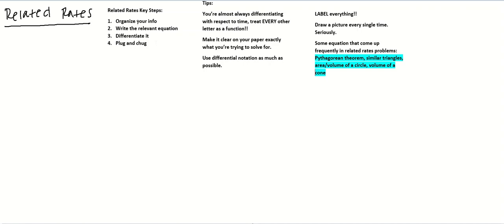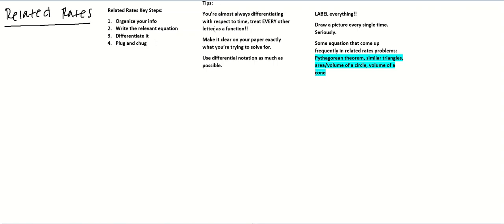Once you figure that out, you differentiate it and then plug and chug, which means that you plug all the values you know into the differentiated equation and you solve for the missing piece. It sounds easy, right, when you break it into these steps, but hopefully when you see me adhere to these steps in a few worked examples, it'll make more sense.